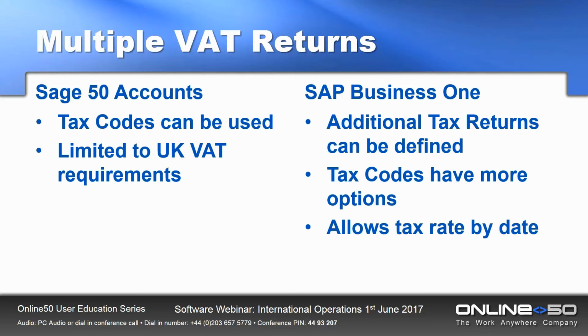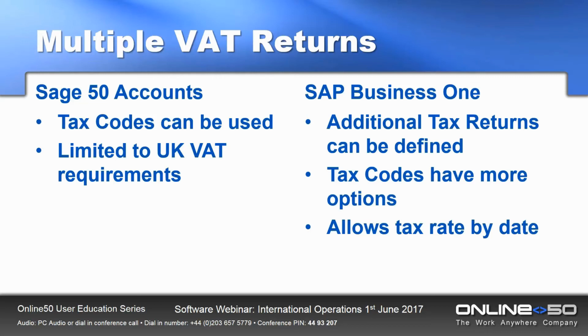So by using tax codes, we can record sales to be returned in different jurisdictions. Although the principle is the same for both packages, there's much better support for this in SAP Business One than in Sage 50, where the reporting overhead will be much higher. And one of the reasons for that, of course, is that SAP Business One, because it's been designed to be sold internationally, has to be able to cope with the way tax regimes work in different parts of the world.